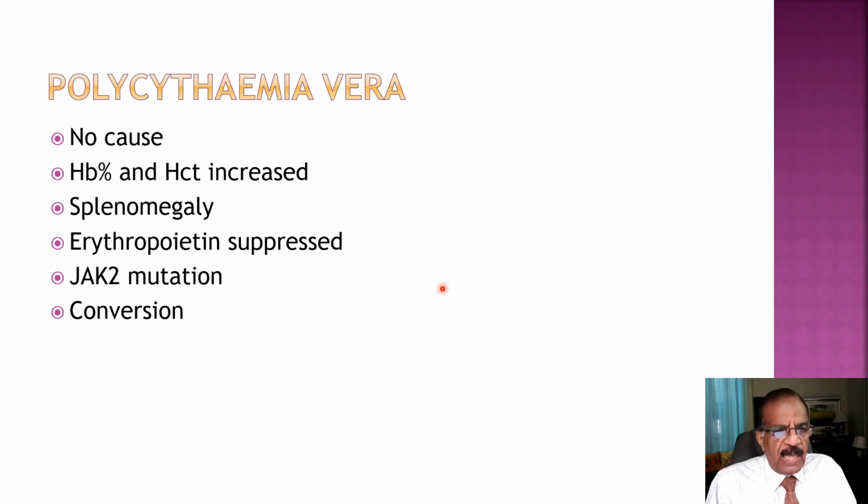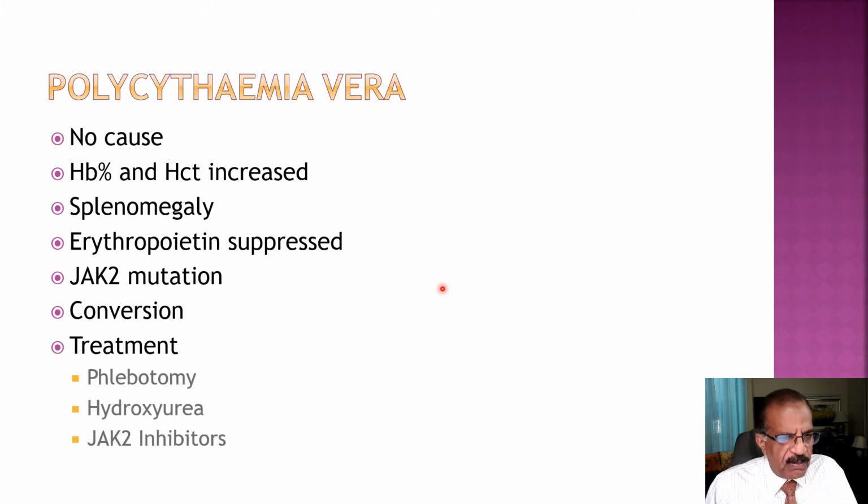Conversion. Now that, I think this point I highlighted in my earlier lecture also. All these conditions which come under polycythemia, this myeloproliferative disorder, one can convert into another one. For example, polycythemia vera may later become myelofibrosis, or chronic myeloid leukemia may arise from polycythemia vera, or patient may develop acute leukemias, because those mutations, if not checked, they can cause further malignancies.